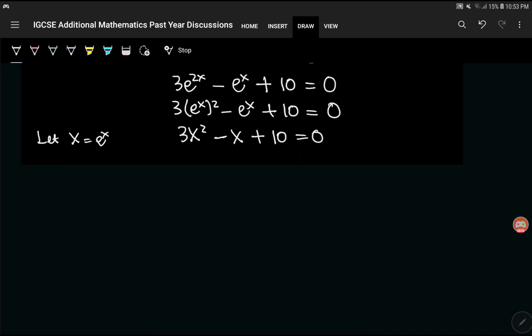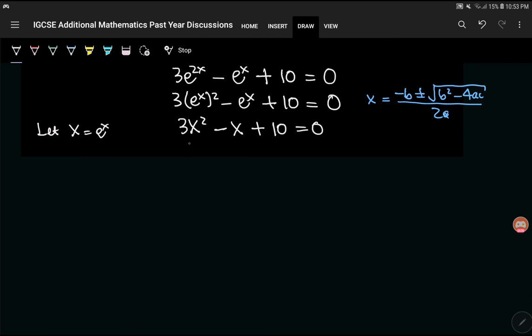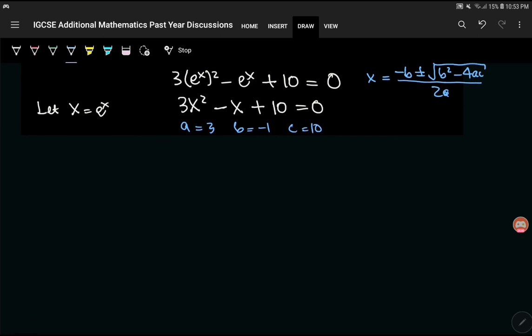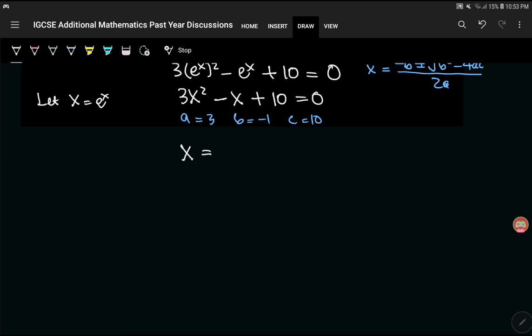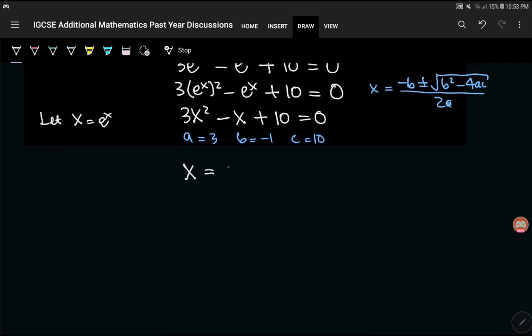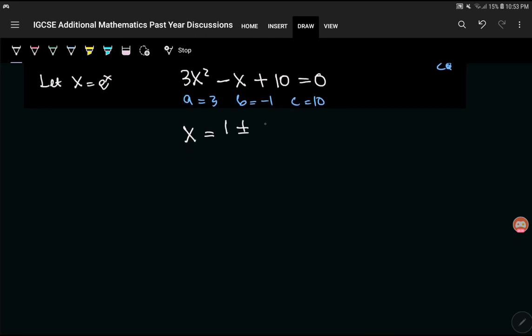The formula is, if I'm not mistaken, x equals negative b plus or minus the square root of b squared minus 4ac, over 2a. So we find capital X. Our a is 3, b is negative 1, and c is 10. So we have X equals negative negative 1, plus or minus the square root of negative 1 squared minus 4 times 3 times 10.